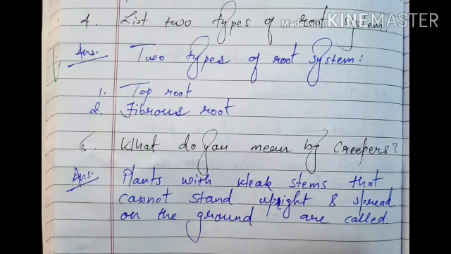Fourth one is list 2 types of root system. Answer is 2 types of root system. First is taproot and the second one is fibrous root. Fifth one is what do you mean by creepers?